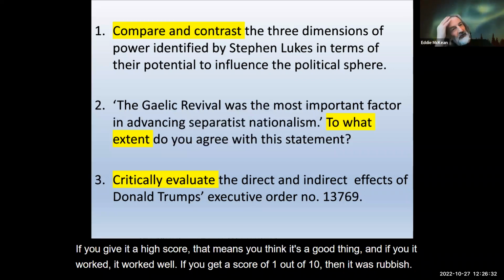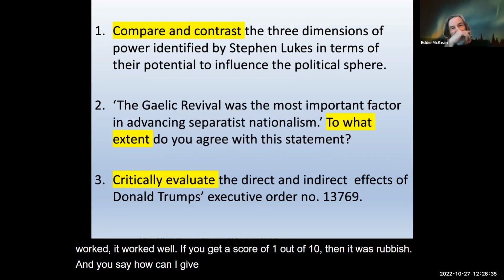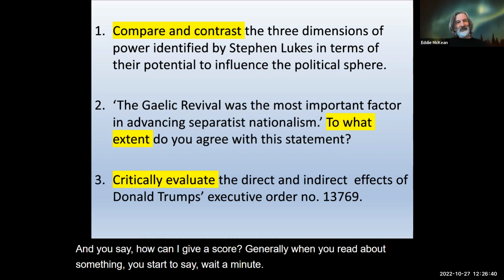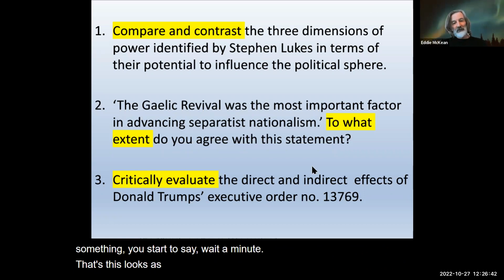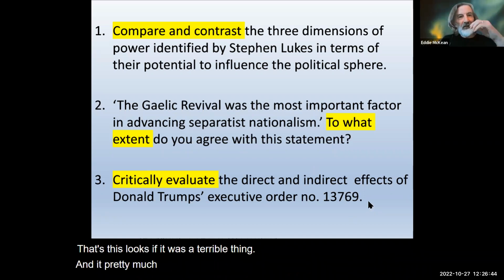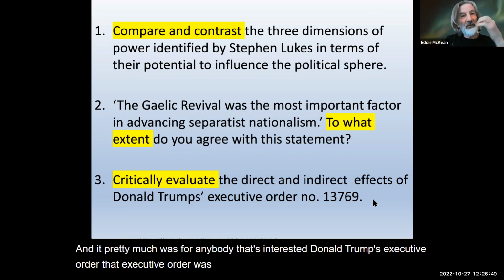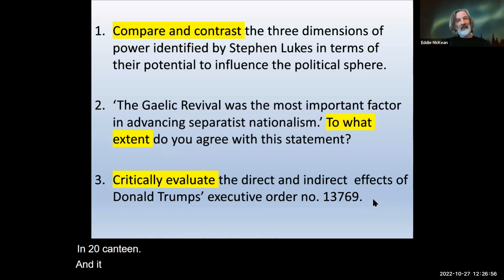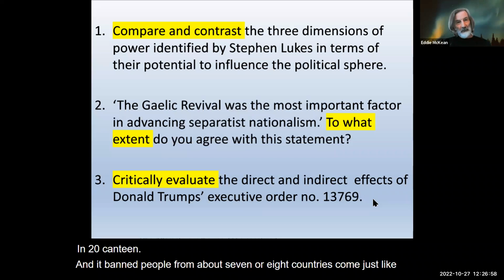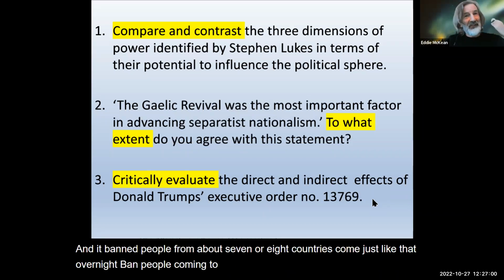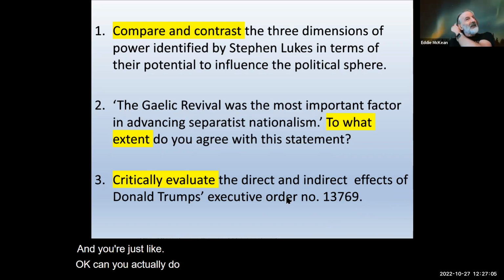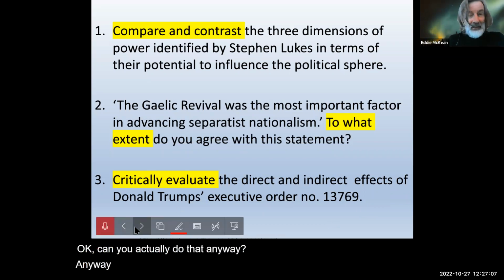And you say, well, how can I give a score? Generally, when you read about something, you'll start to say, wait a minute, this looks as if it was a terrible thing. And it pretty much was. For anybody that's interested, that executive order was when Donald Trump, in 2019, banned people from about 7 or 8 countries from coming to the US, just like that overnight. And you're just like, can you actually do that? Anyway, so give it a score out of 10.